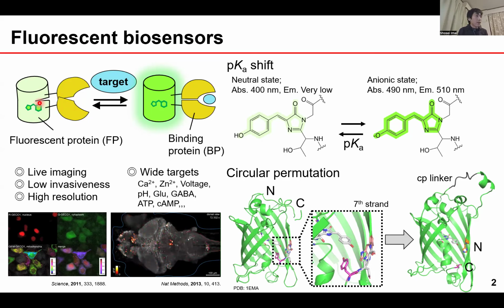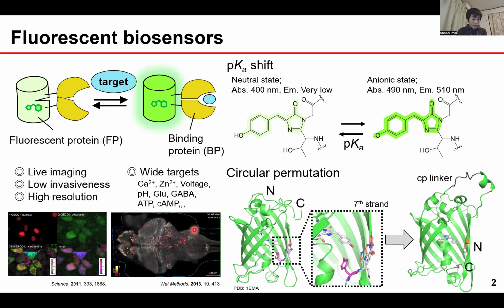They are mainly used for live cell imaging, and because they are genetically encoded, they offer advantages such as low invasiveness and high spatial-temporal resolution. As a result, many biosensors have been developed for a wide range of targets. For example, calcium sensors such as the GECO series and GCaMP series have revolutionized cell biology and neuroscience.